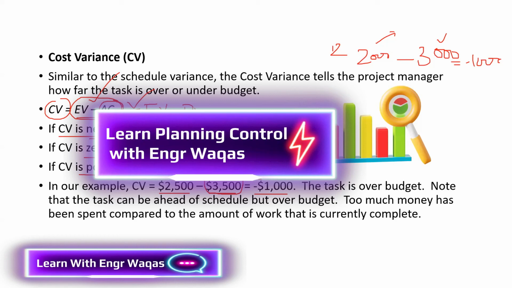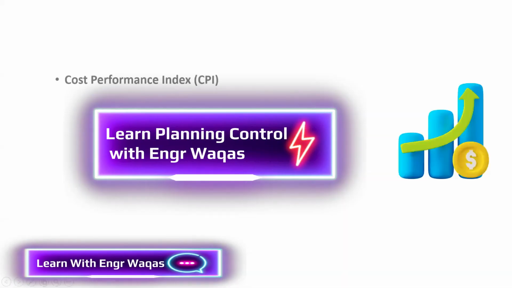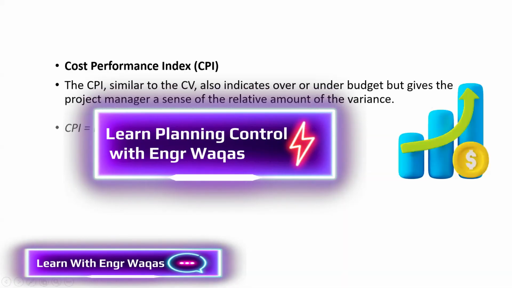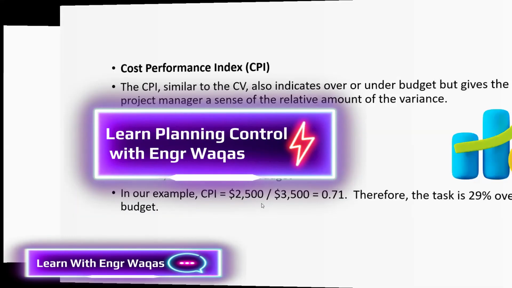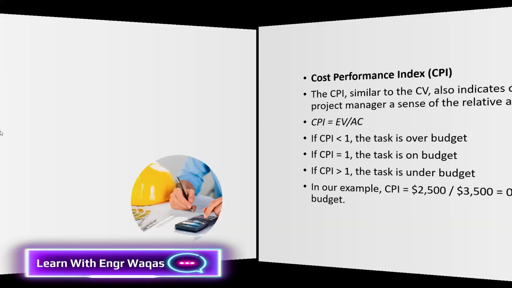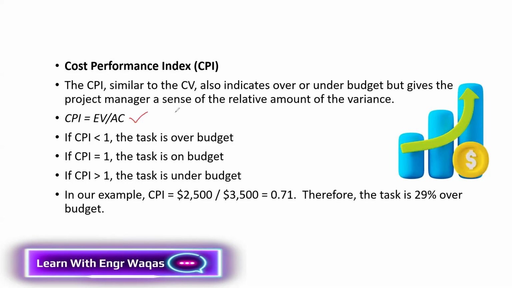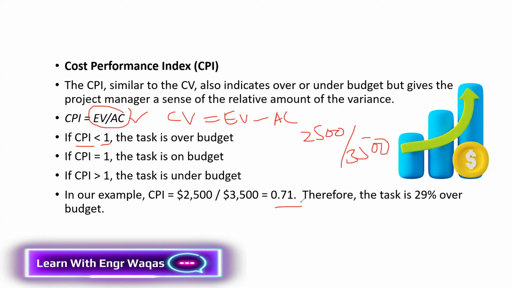Okay. And same way, now we are going to understand CPI. For CPI, it's the same thing as we have already studied. It's not a big thing. See, CV has the formula earned value minus actual cost. Here, if CPI is lesser than 1, let's say $2,500 divided by $3,500, it's going to give you this value.